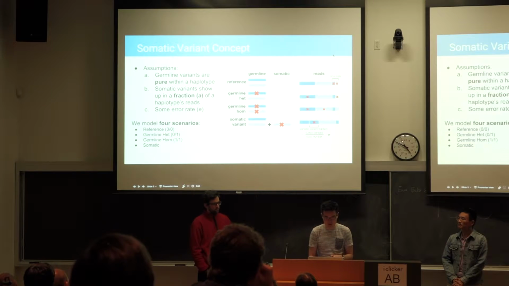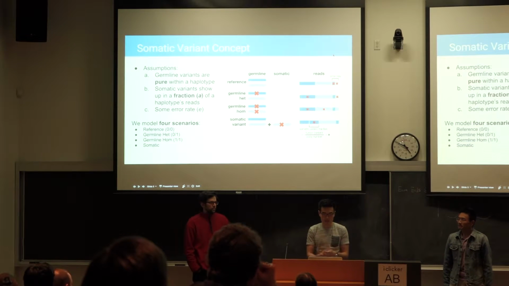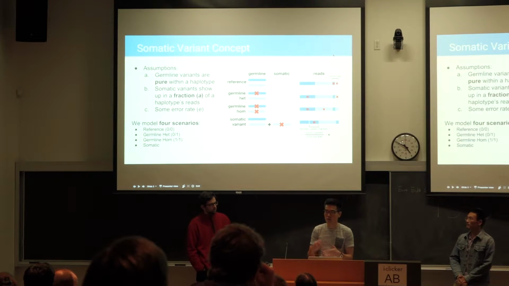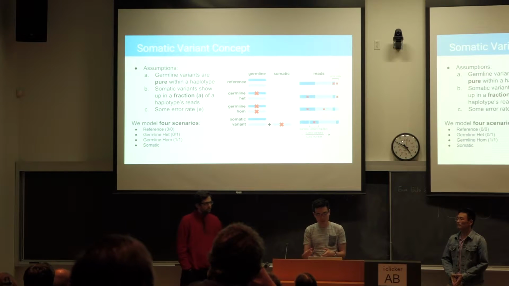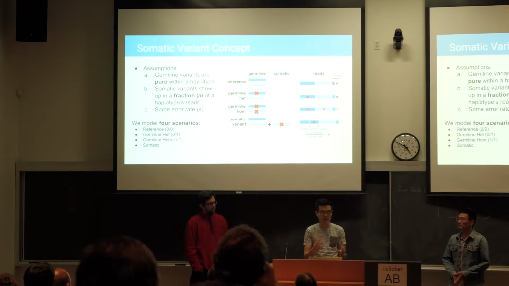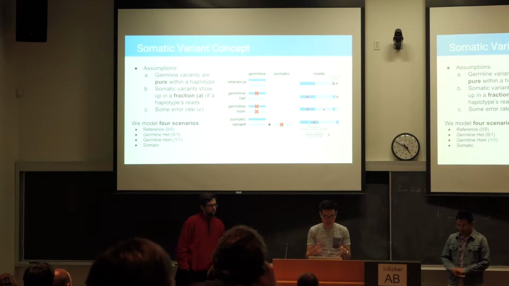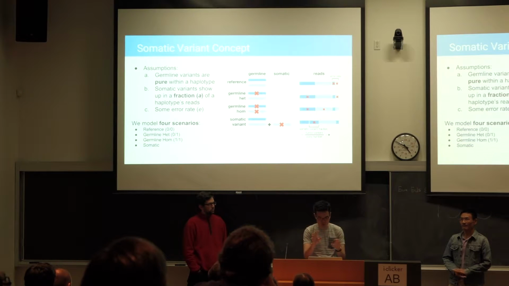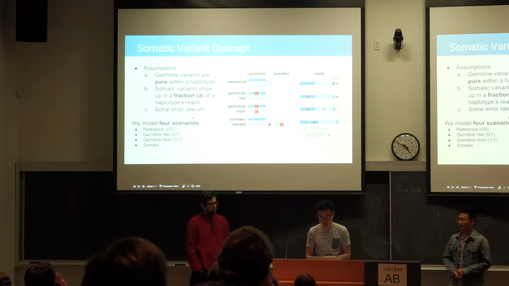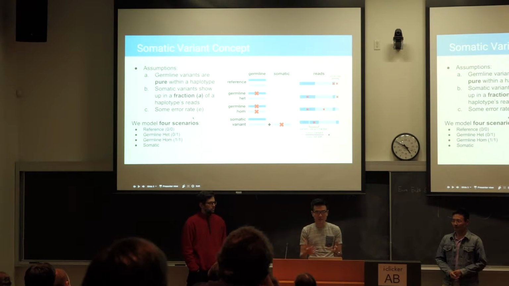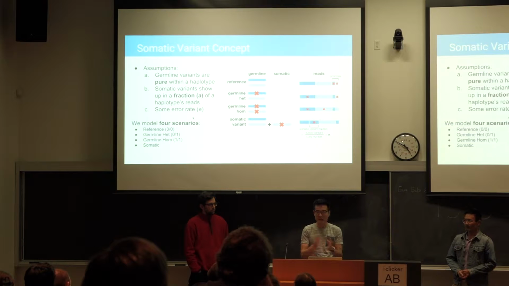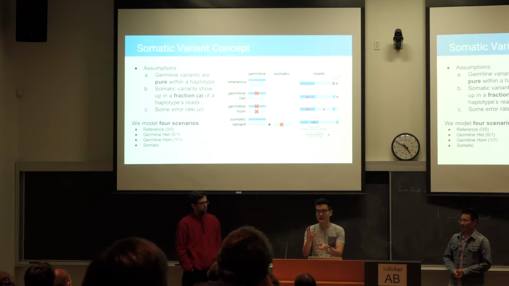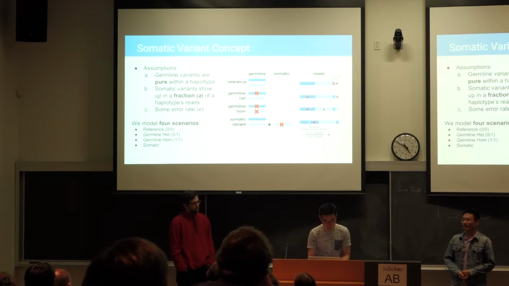So we constructed a model based off of this where we have three key assumptions. First, that the germline variants are going to be most likely pure within a haplotype. Second, that somatic variants will show up with a fraction A based on tumor purity as well as the number of chromosomes which carry that mutation. And third, that there will be an error rate of sequencing, but you can differentiate that from a somatic variant because that's going to be the same error rate in both haplotypes, whereas a somatic mutation will show up in just one of the two.